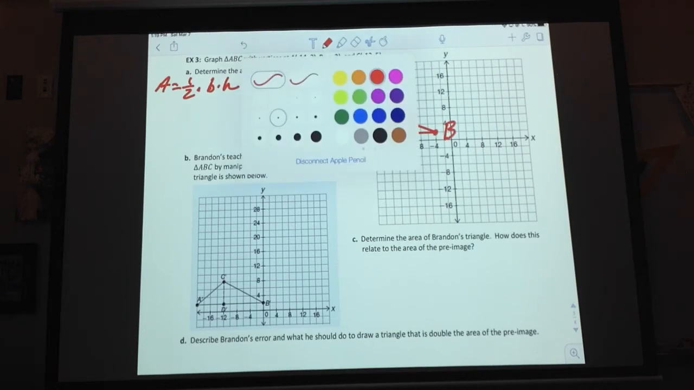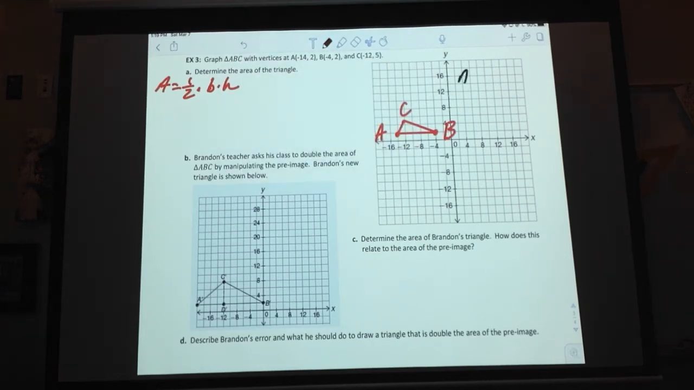Well, a couple things I see. First off, I see AB is a horizontal line. Oh, I ran out of room there. Let me scoot this over. AB is a horizontal line. That's huge for us. Means it's countable. So from A to B should be 10, right? AB should be 10. Negative 14 to negative 4 is 10.